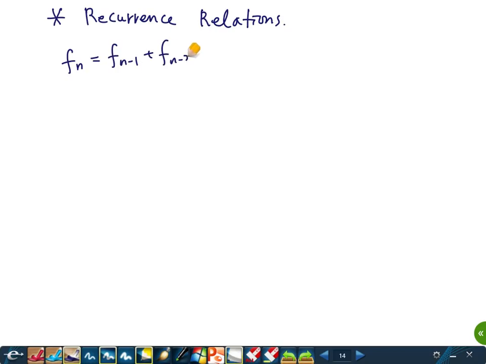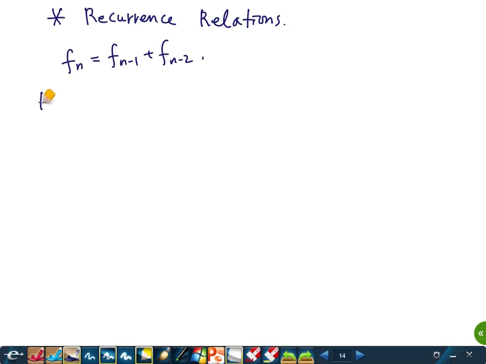Okay. So those are some examples, and now let's study recurrence relations in more detail. Recurrence relations. So by definition, a recurrence relation is a way of writing the nth term using previous terms. So we have an equation like this. For instance, Fibonacci number.